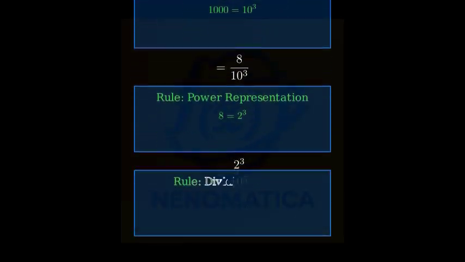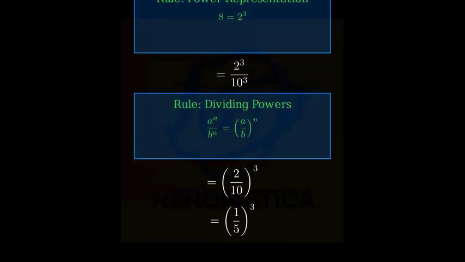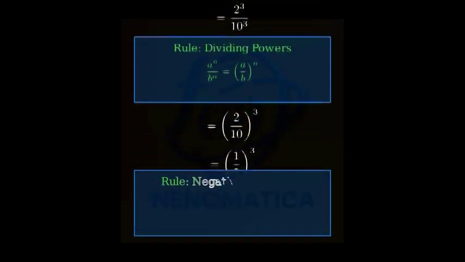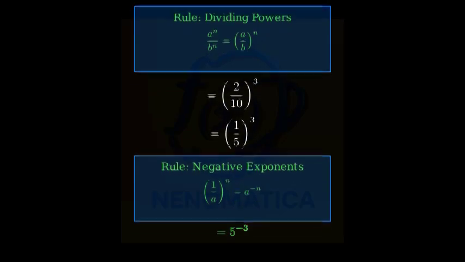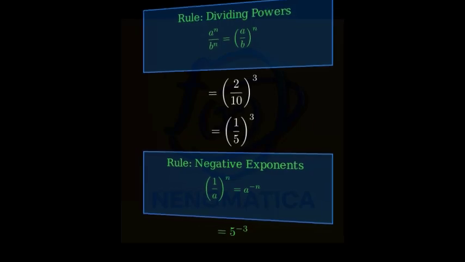Now, let's examine this fraction more carefully. We have the ratio of two different bases raised to the same power. We can rewrite this by using the property that 2 divided by 10 equals 1/5. So we have 1/5 cubed. Finally, we can apply the negative exponent rule. 1/5 cubed is equivalent to 5 to the negative third power.